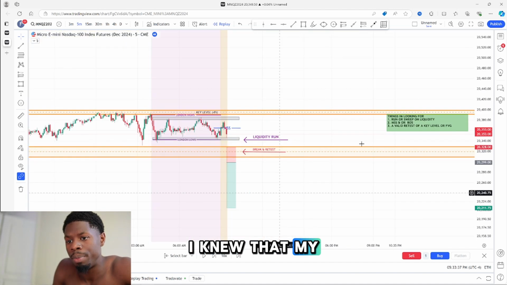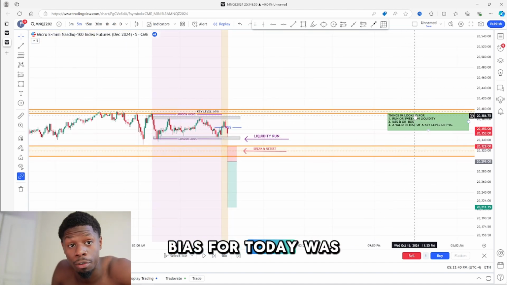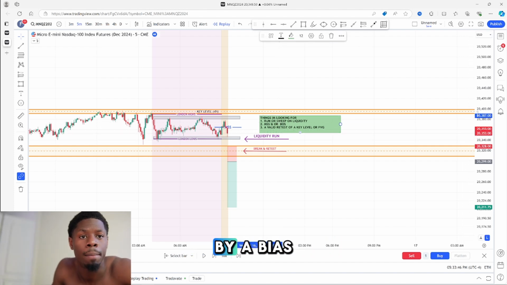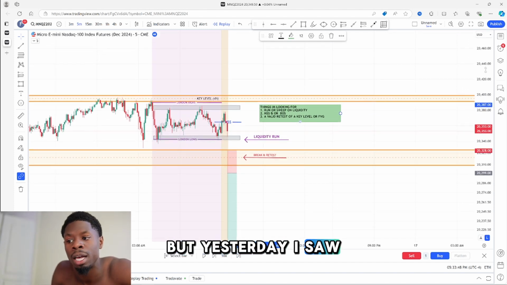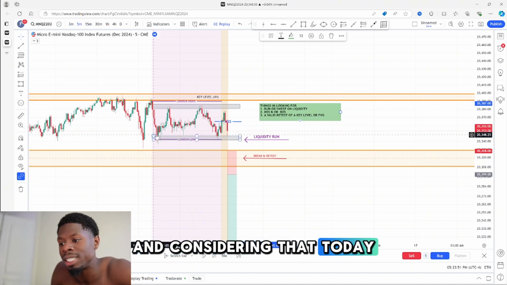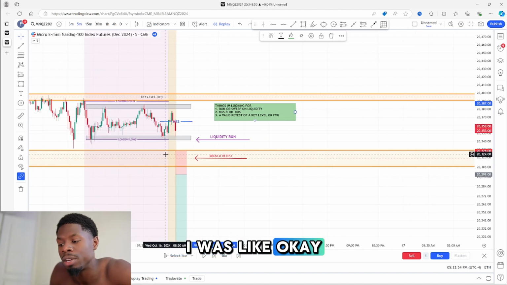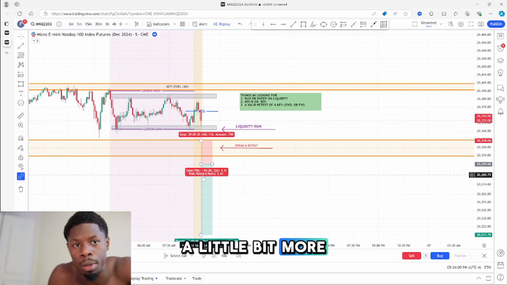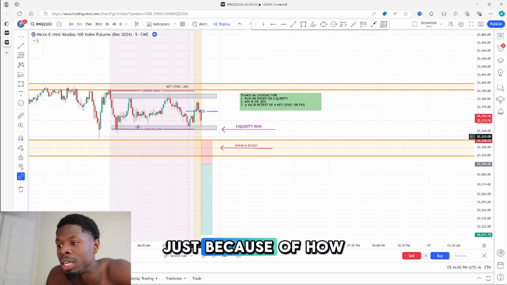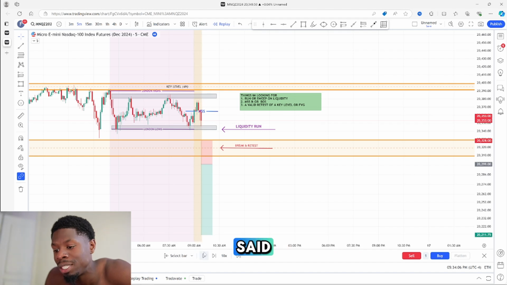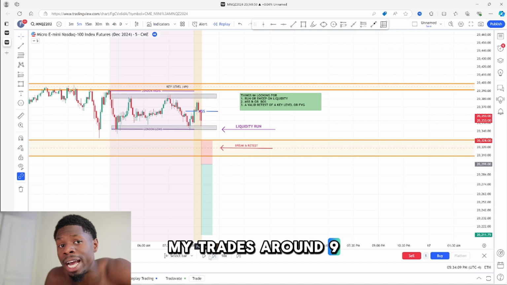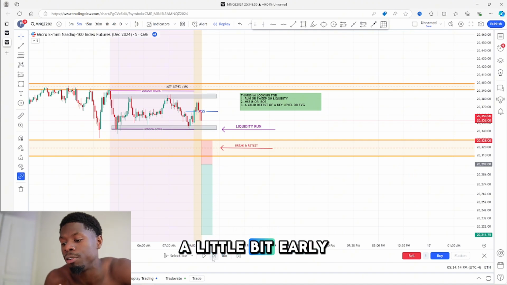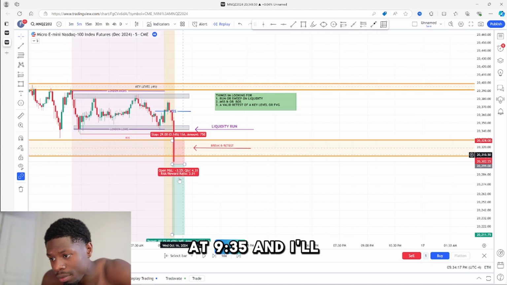I knew that my bias for today was bearish, and I usually don't just live and die by a bias, but yesterday I saw how price was moving, and considering that today London didn't have a trend, I wanted to hold a little bit more weight towards the bias for today, just because of how price action was moving. So with that being said, I usually do take my trades around 9:40ish, 9:45ish, but today I took my trade a little bit early. I took my trade at 9:35, and I'll explain why.